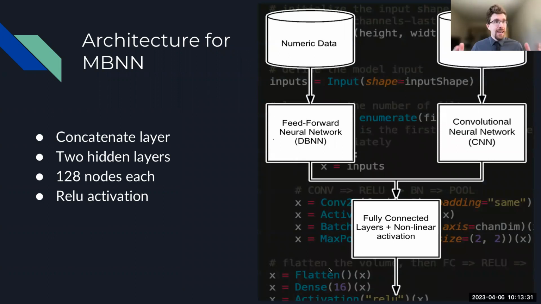And then the last network is the multi-branch neural network. So the multi-branch neural network takes in the two kinds of data and then the two networks. And then what makes it happen is a concatenate layer, which concatenates the outputs of the feed-forward DBNN and the convolutional neural network, the CNN. And then from there, you have two hidden layers of 120 nodes each and ReLU activation.